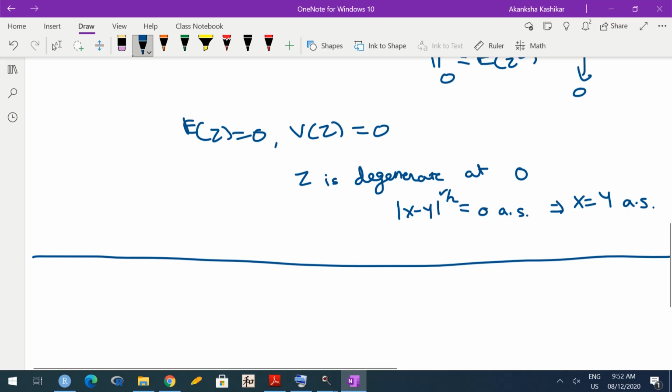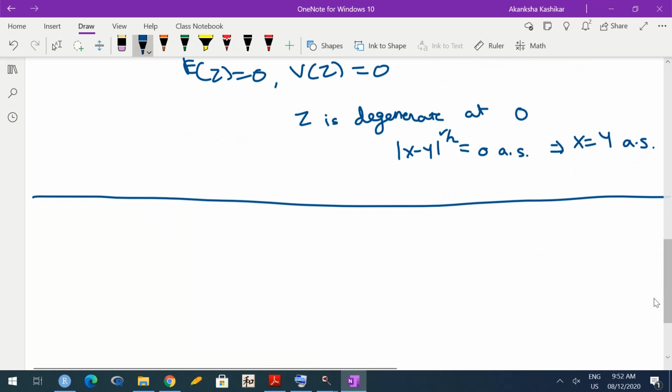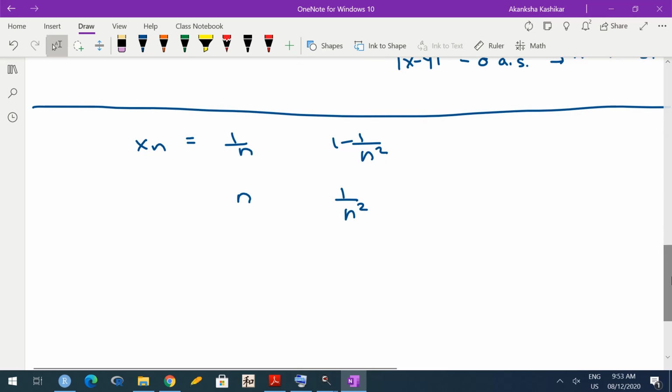Now let us try to see one example of rth mean convergence. So we will start with a discrete random variable. Let Xn be such that Xn takes value 1/n with probability 1 - 1/n^2, and it takes value n with the remaining probability, that is 1/n^2. So Xn takes only two values, n and 1/n. Now what can I say about convergence? What do you expect? Intuitively looking at Xn, what do you expect?